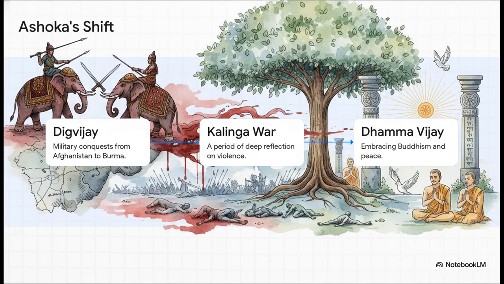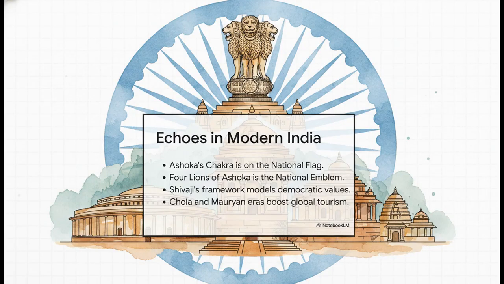He pivoted entirely to Dhammavijay, embracing Buddhism, peace, and completely restructuring his government to rule for the welfare of the common people. And the echoes of these rulers are everywhere today. I mean, it is truly breathtaking to realize that the visual identity of modern India was carved thousands of years ago. Ashoka's chakra sits right at the very center of the Indian national flag, and his 4 lions serve as the official national emblem.